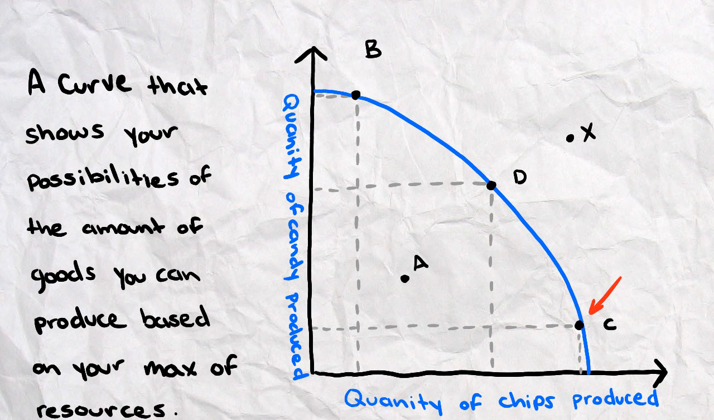This point shows the maximum amount of chips you can produce. Point D represents the equal amount of candy to chips you can produce at the same time. Point X is outside of the curve, so it is basically impossible to achieve. Now point A represents an insufficient amount of resources being used.